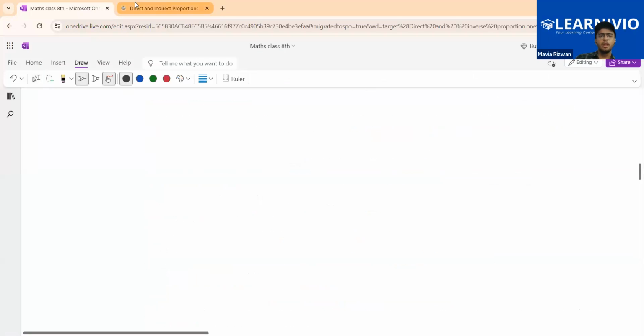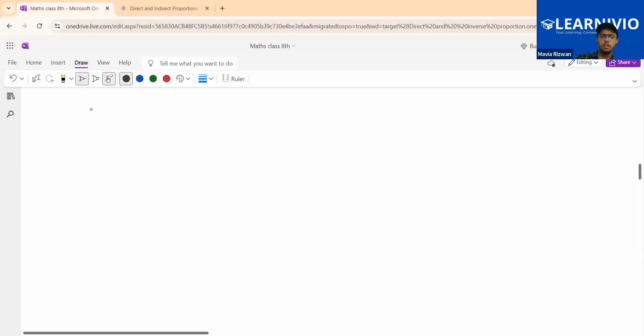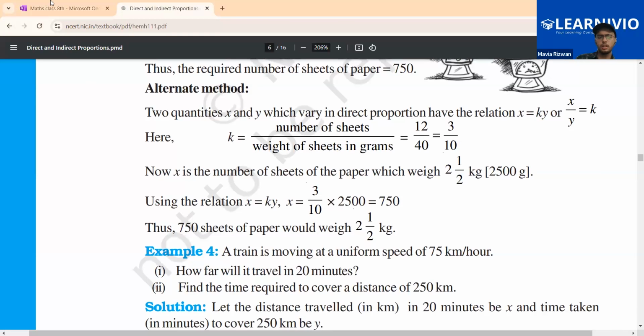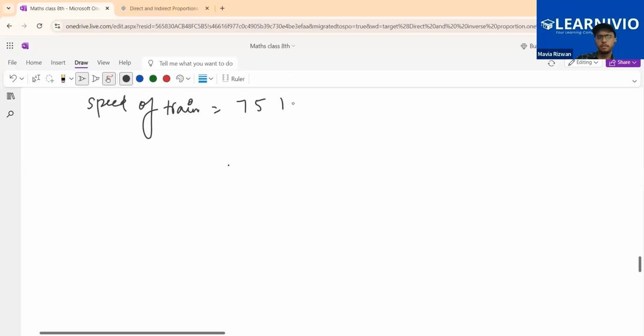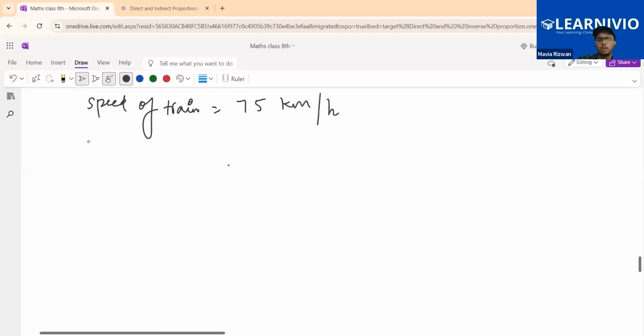See, the question is, a train is moving at a uniform speed of 75 kilometers per hour. So I write: speed of train is equal to 75 kilometers per hour. Okay, and the first part says how far will it travel in 20 minutes. So distance in 20 minutes.